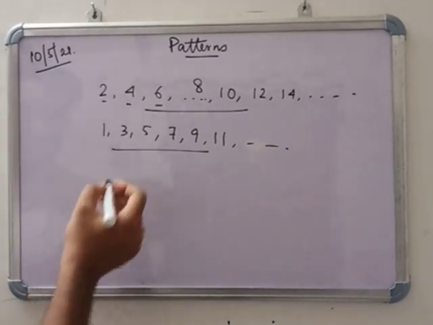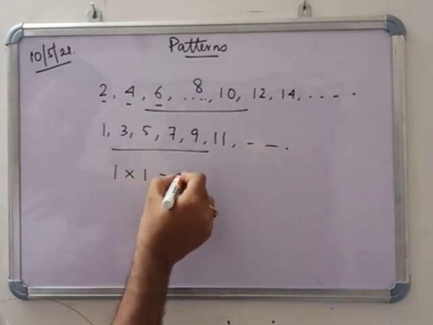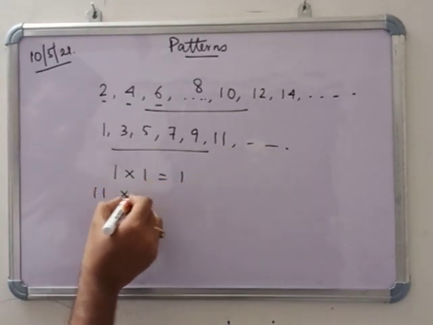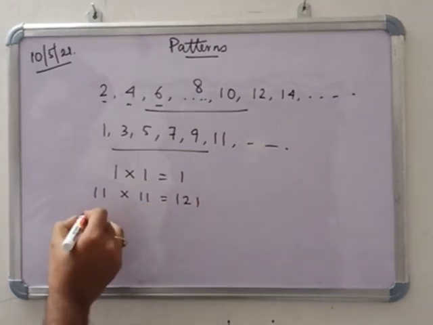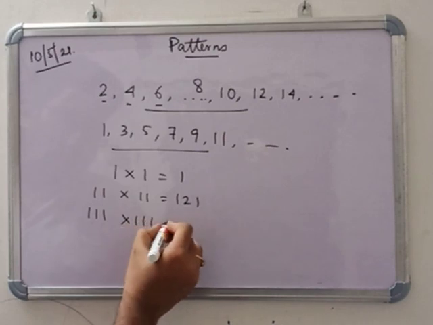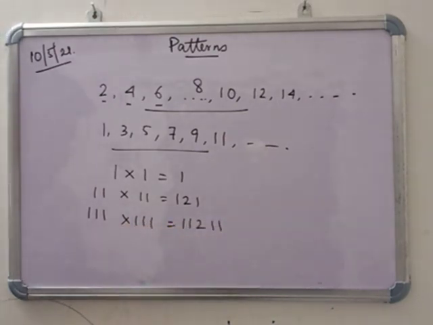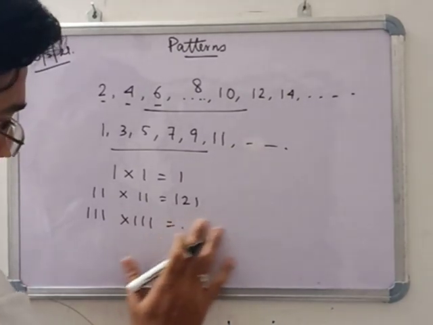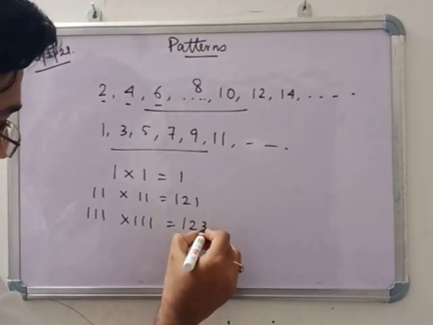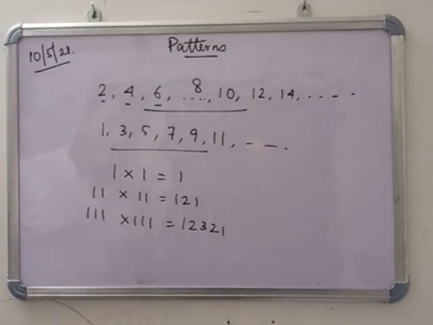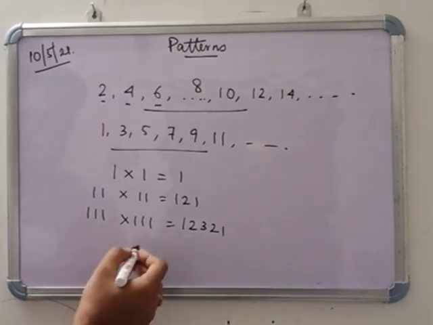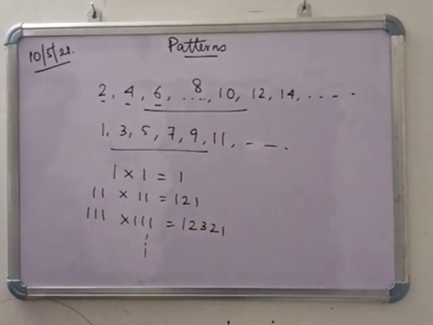Suppose in a multiplication pattern, 1 into 1, that means 1. 11 into 11, that means 121. Then 111 into 111, that means 12321. Okay, so like that, when we are enlarging this, these are going through a pattern. So we have to see the pattern and write the number like that. This is called the pattern of the numbers.